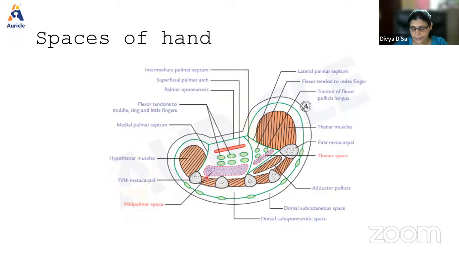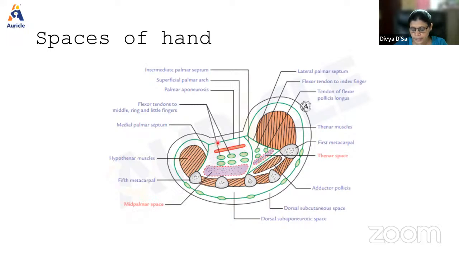Then laterally, it is the intermediate palmar septum. This is the intermediate palmar septum, which is present laterally and extends from the medial edge of the palmar aponeurosis to the third metacarpal bone. This septum separates the mid-palmar space from the thenar space.